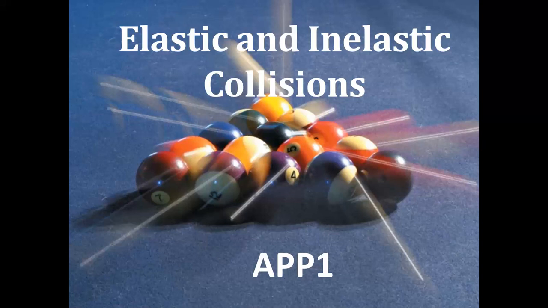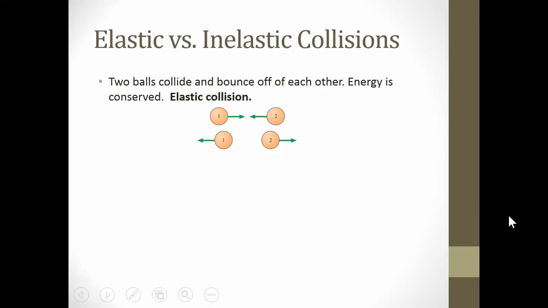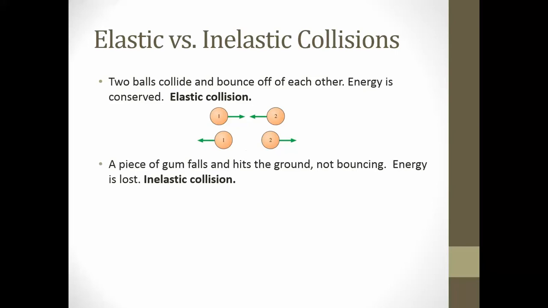In this final lesson of the momentum unit, we're going to talk about elastic and inelastic collisions. So let's consider two balls that collide and bounce off of each other, and energy is conserved. This is defined as an elastic collision. Another scenario: a piece of gum falls and hits the ground, not bouncing. Energy is lost. This is considered to be an inelastic collision because energy is lost.